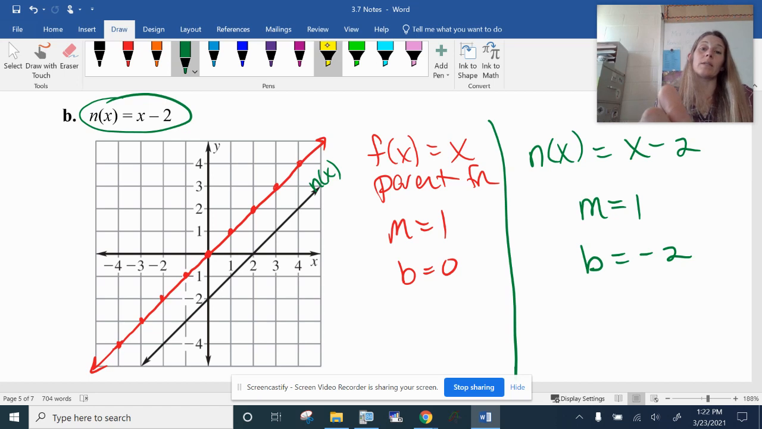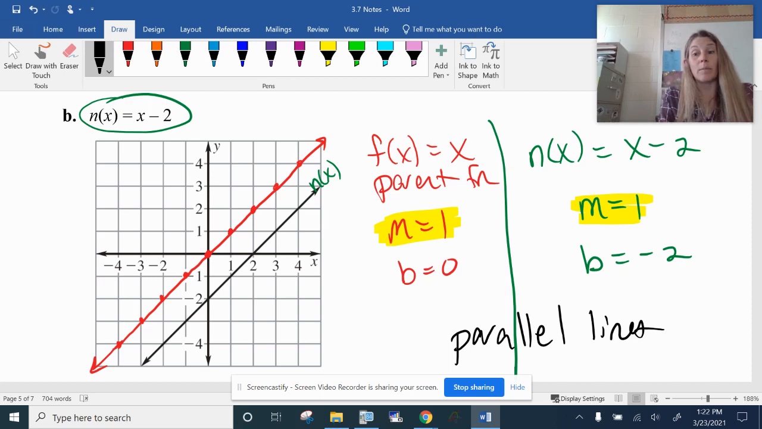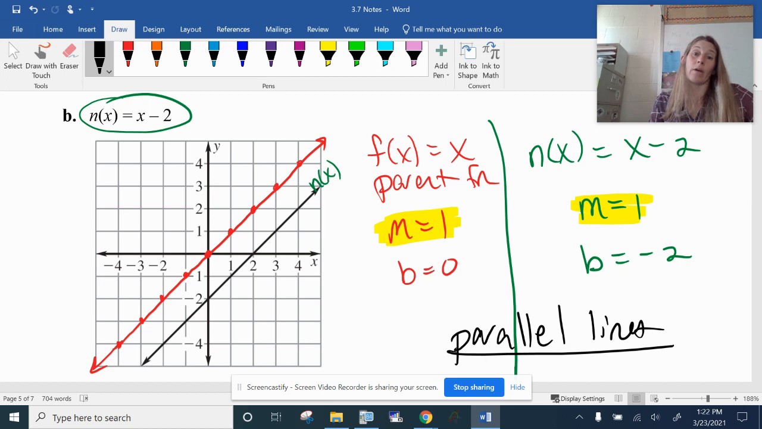Now you'll notice, since the slopes are the same here, you can see that these are parallel lines. They're not the same line because they have different y-intercepts, but they do have the same slope, making them both parallel.